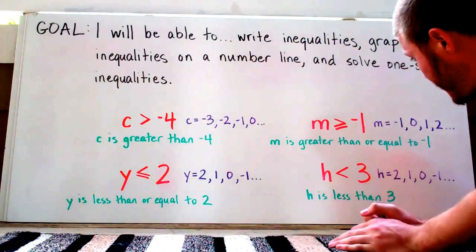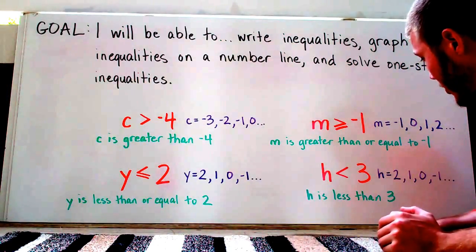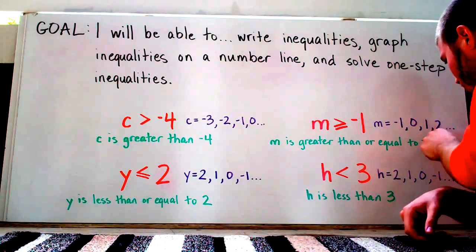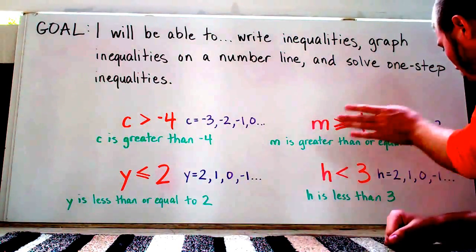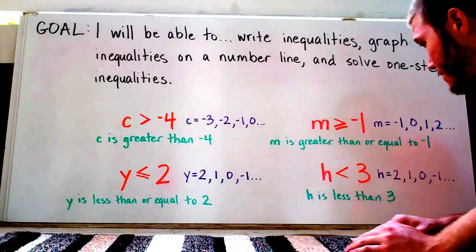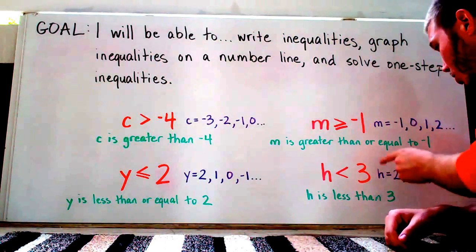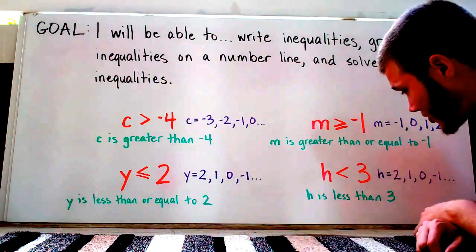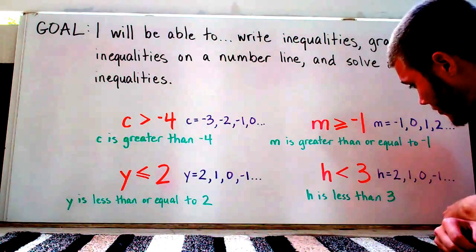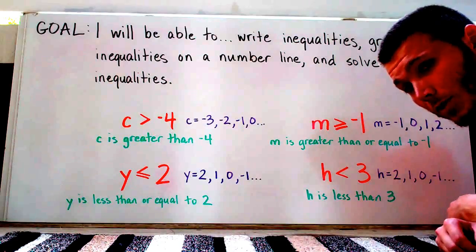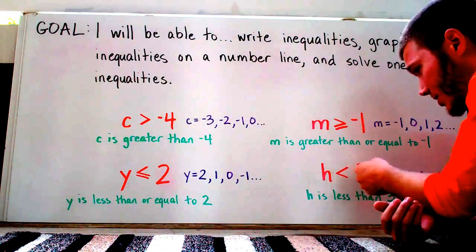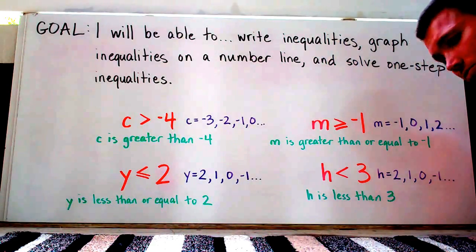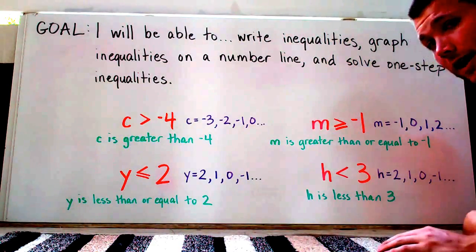The next one. M is greater than or equal to negative 1. So M can equal negative 1, 0, 1, 2, all the way up the number line. M can equal any of those because all of those numbers are greater than or equal to negative 1. And then lastly, H is less than 3, which means that any number we plug in for H that's less than 3 is going to make that inequality true. So H can be 2, 1, 0, negative 1, and on going.